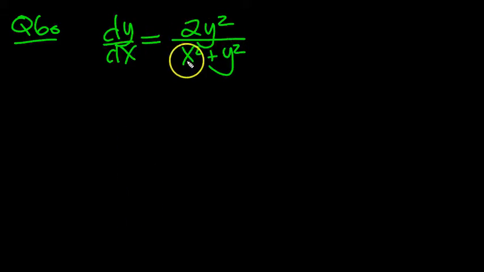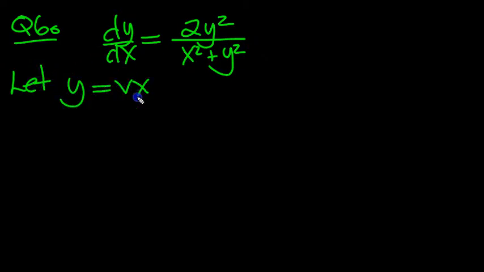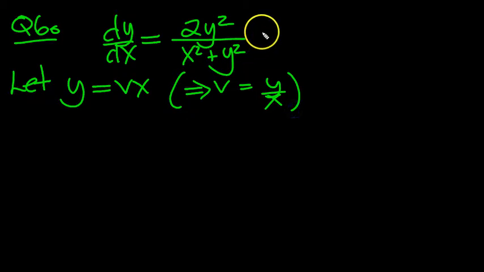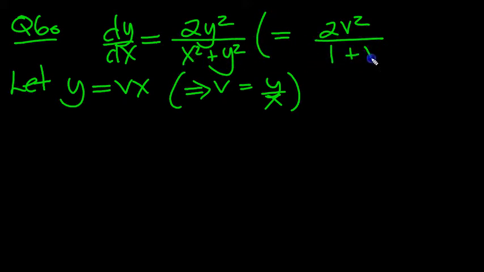dy/dx equals 2y squared all over x squared plus y squared. This is a homogeneous first order differential equation. So let y equal vx, or in other words, v equals y over x. So we can also write that down. Divide by x squared top and bottom. So we'll get 2v squared on the top. Divide by x squared on the bottom, we'll get a 1 here, and we'll get a v squared there. So that's what we've got.